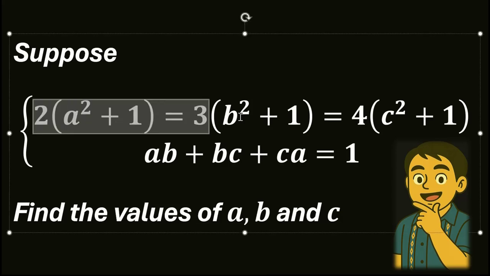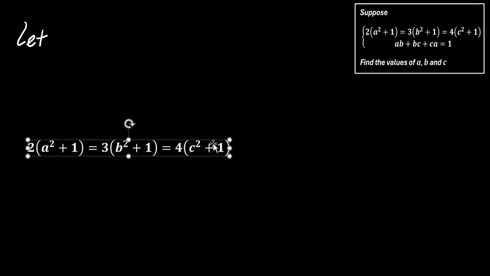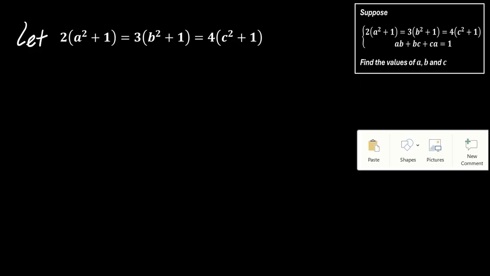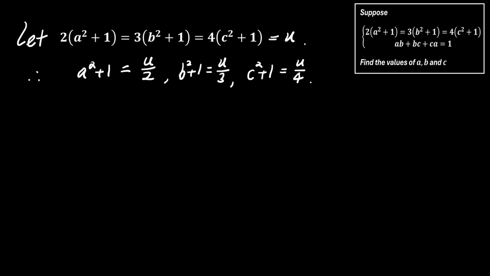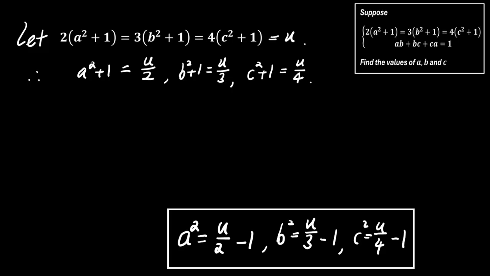Let the common value of all three expressions be u. That gives us a squared plus 1 equals u over 2. b squared plus 1 equals u over 3. And c squared plus 1 equals u over 4. So a squared is u over 2 minus 1. b squared is u over 3 minus 1. And c squared is u over 4 minus 1.